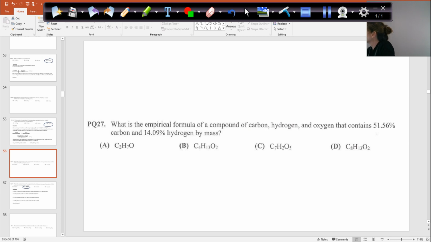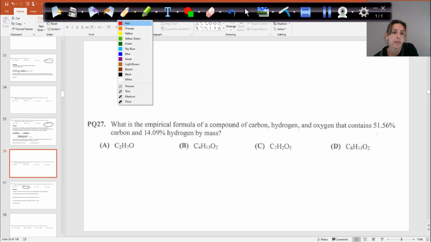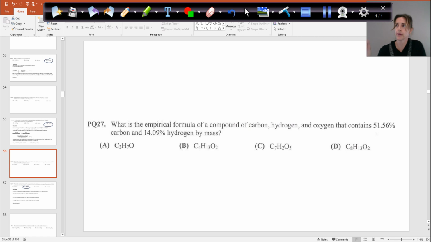So who remembers how to do empirical formulas? So basically, and let me see if I got this right. I go here, I pick it, and then you can write with this, right? Which is kind of cool.